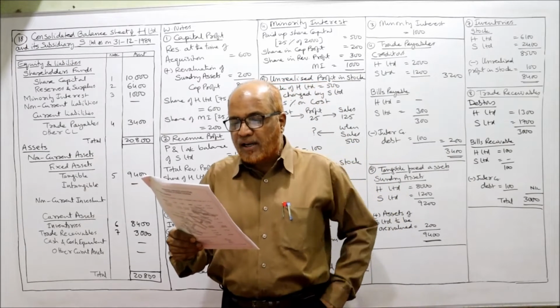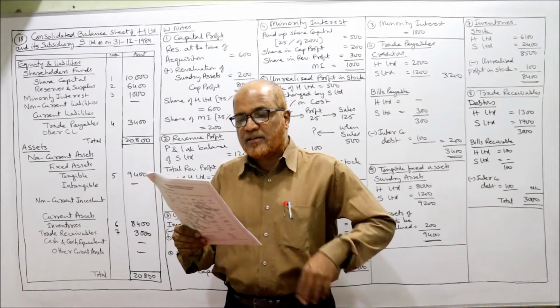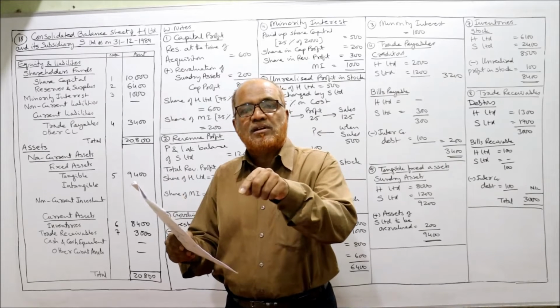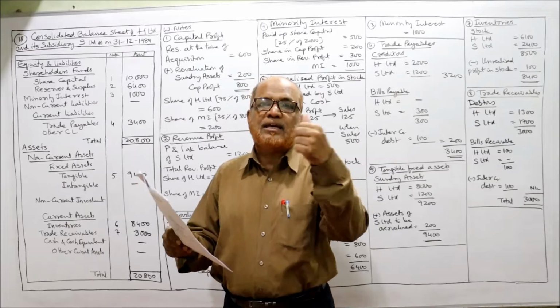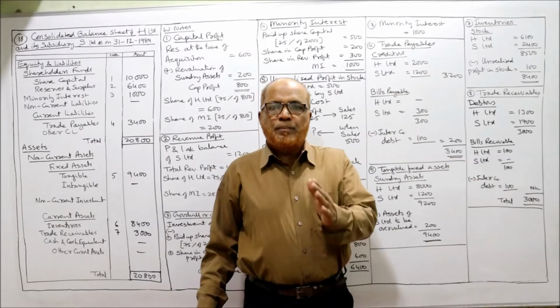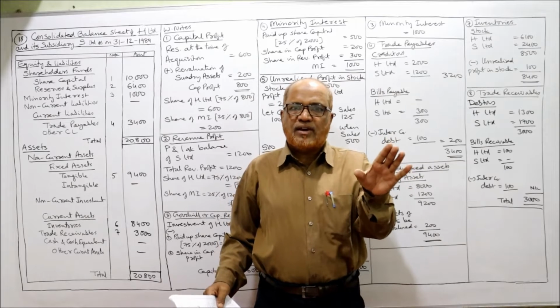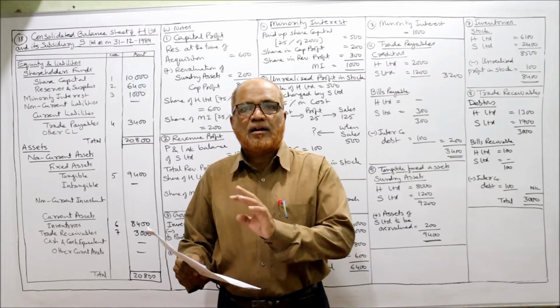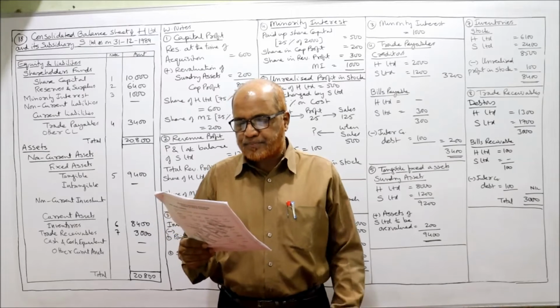But there is already the reserve of 600 on the date. The reserves are given 600 in the balance sheet. But this reserves, it is saying it is already there in the balance sheet at the time of acquisition. So before acquisition, reserves were there. So these reserves are capital profit. 600 reserves is capital profit.